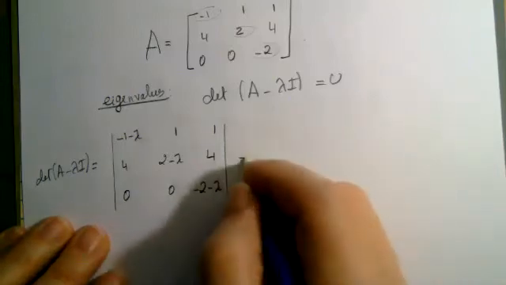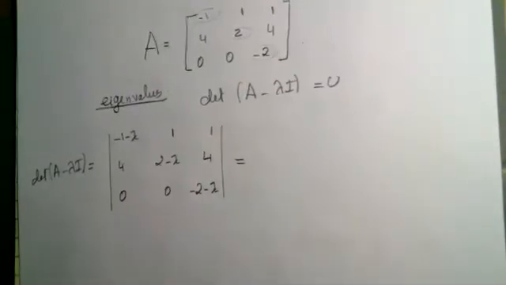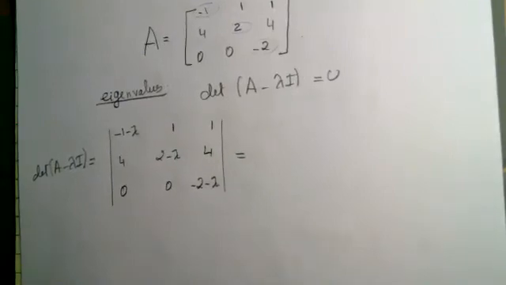And now I need to compute this determinant. How do you want me to compute the determinant of this matrix? Cofactor expansion across the third row? Immediately. That's the only way out.